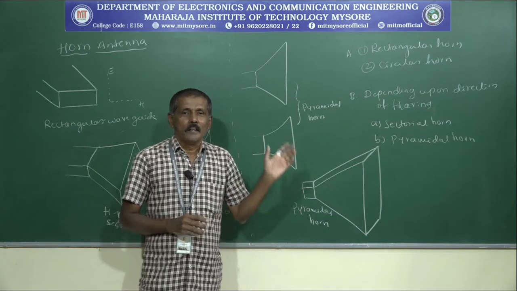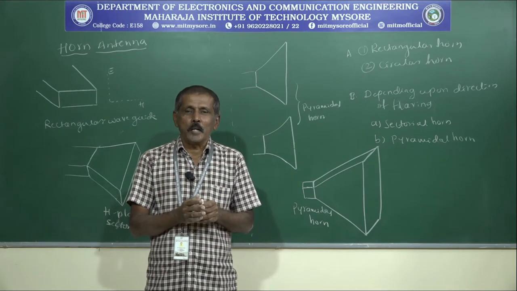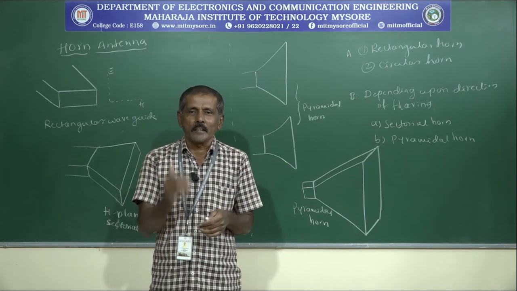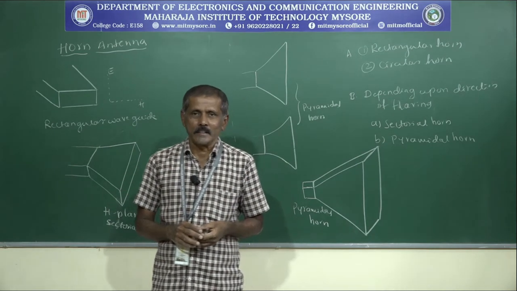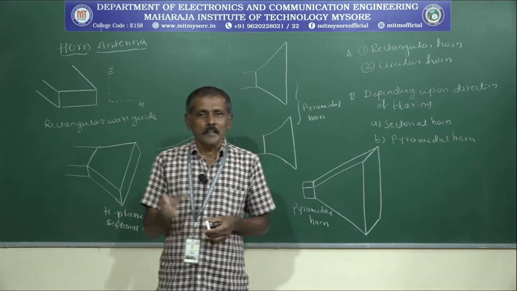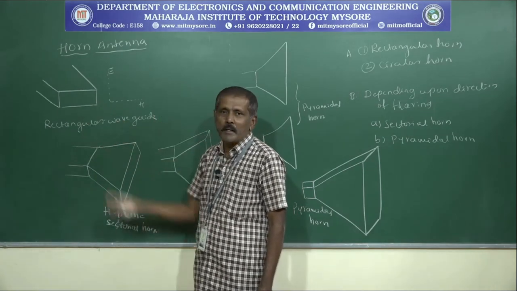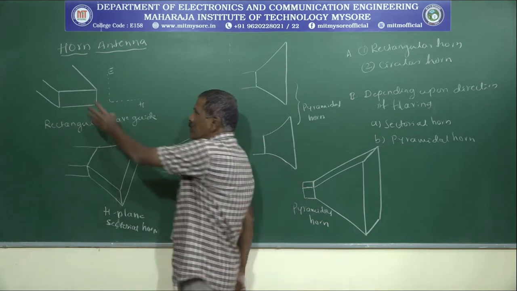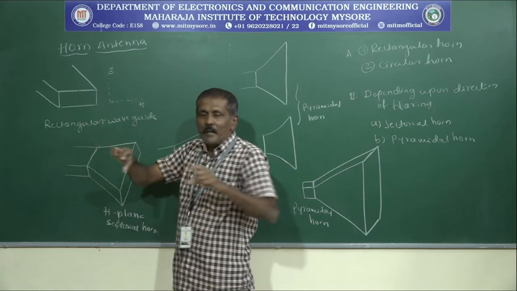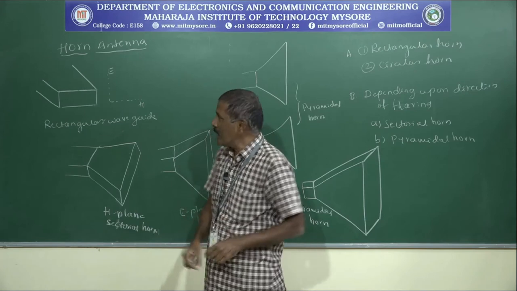Flaring of the waveguide means that one side of the waveguide will be expanded in both the horizontal direction and the vertical direction. That is, the aperture of the waveguide is increased. Now, let us consider the rectangular waveguide shown here. So this particular side of the waveguide will be expanded either in the horizontal direction or in the vertical direction.